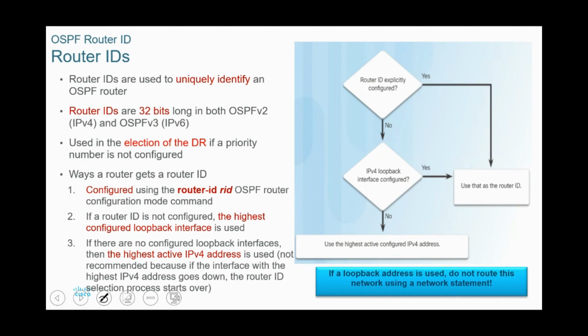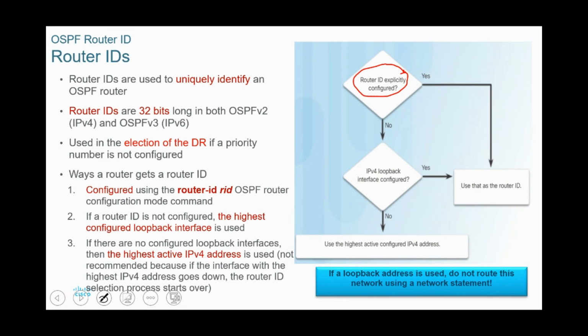Router IDs are used to uniquely identify an OSPF router. So we need to understand what the router ID is. Router IDs are 32 bits long in both OSPF version 2 and OSPF version 3, which supports IPv6. They are used in the election of the designated router if a priority number is not configured. So, ways a router gets a router ID: first, you configure it using the router-id command in OSPF router configuration mode. If your router ID is explicitly configured, then you use that as the router ID.